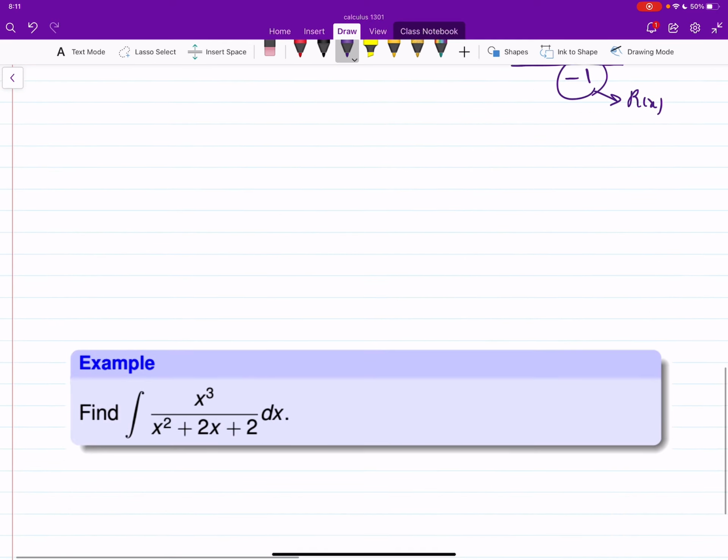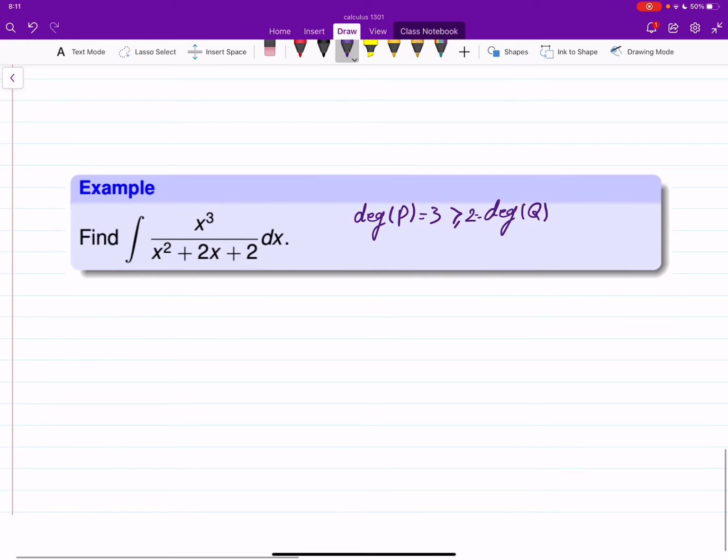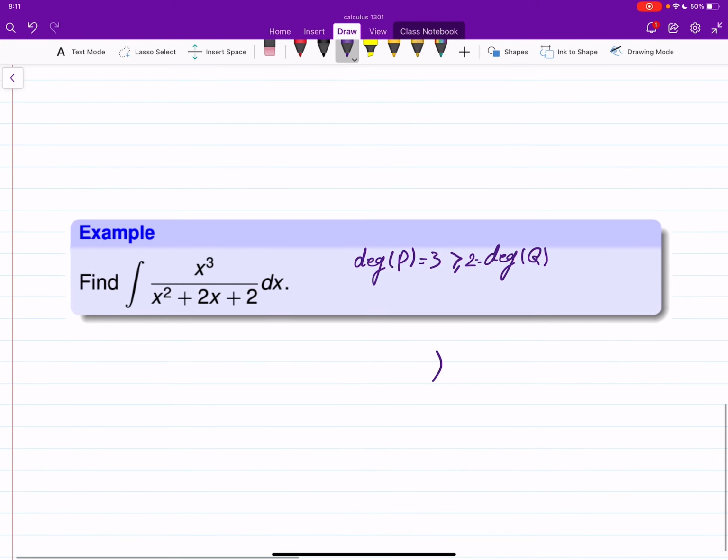One more example. Okay, here again, the degree of the numerator, which is p, is 3, and the degree of the denominator, which is x squared plus 2x plus 2, is 2, and that's bigger than that. So you always, in these cases, start with long division. X cubed here, x squared plus 2x plus 2. So the leading term is x cubed. What should I multiply to the leading term of this guy to get x cubed? I need just one x.